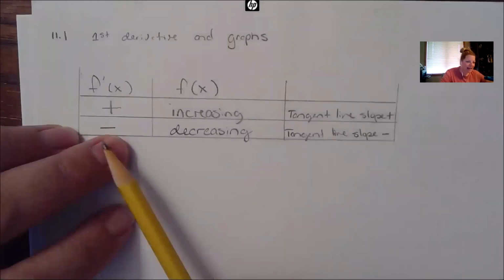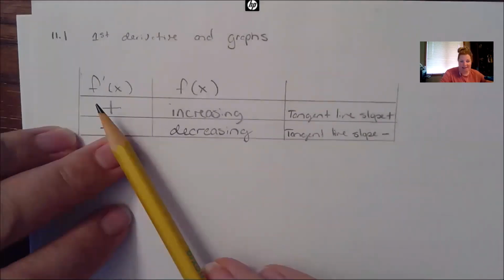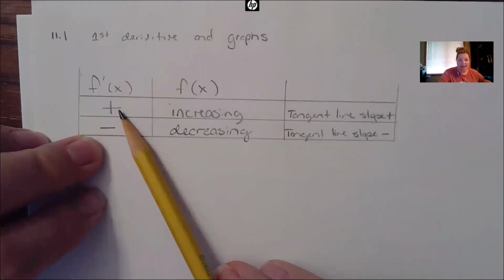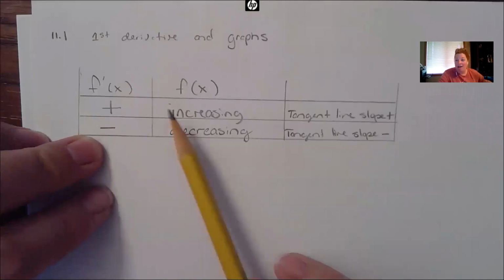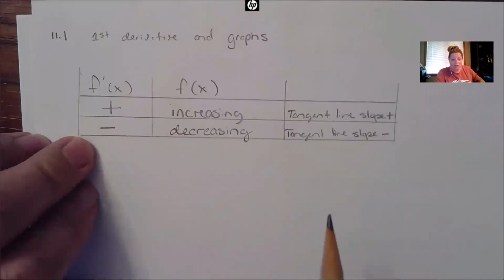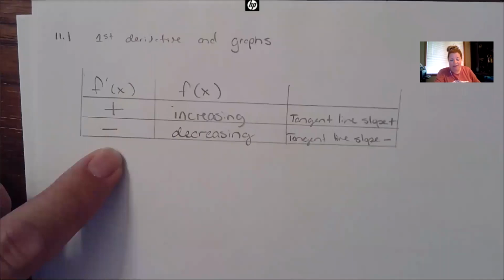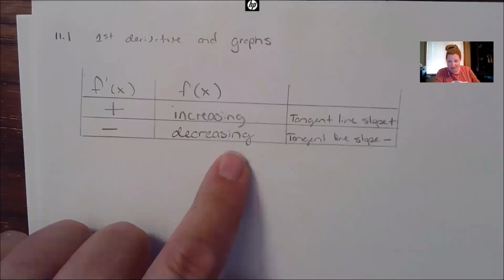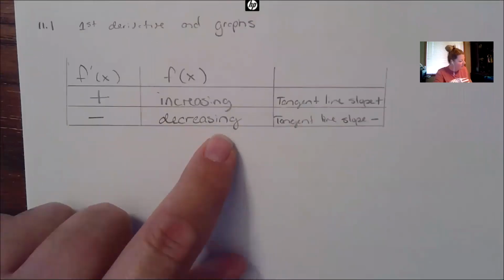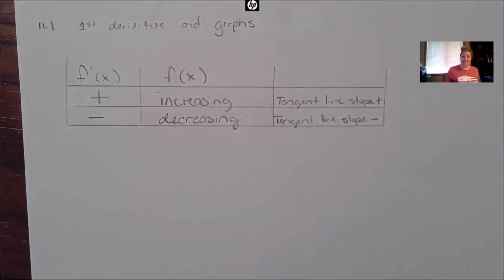So you see my little chart here. We can see that if the derivative is positive, so if you have a positive slope in that first derivative, then you're increasing on the original graph. If it's negative, then you're decreasing on the original graph. So I can take the derivative and it will tell me whether the original function was increasing or decreasing.